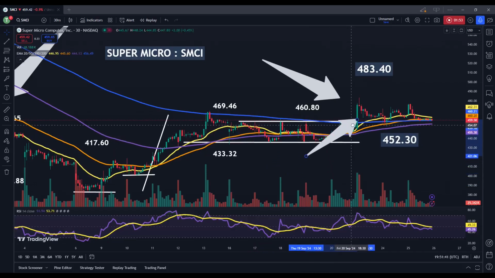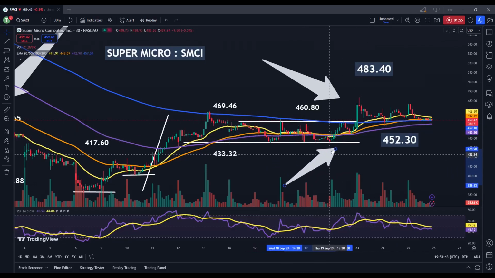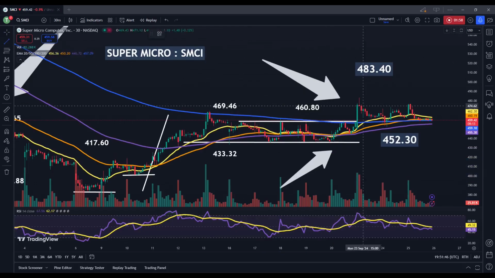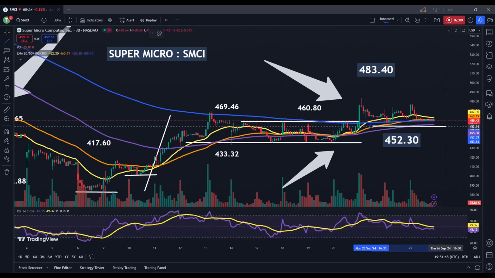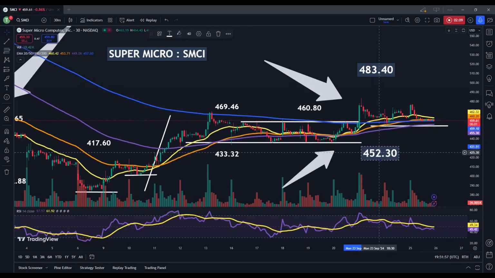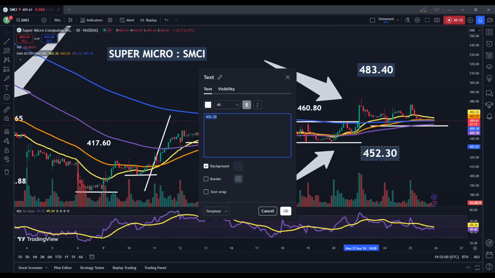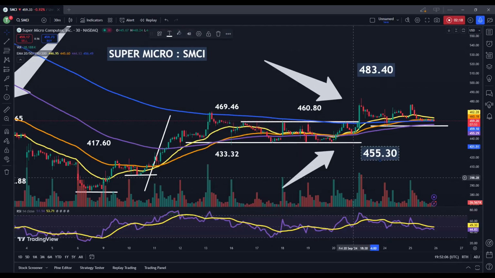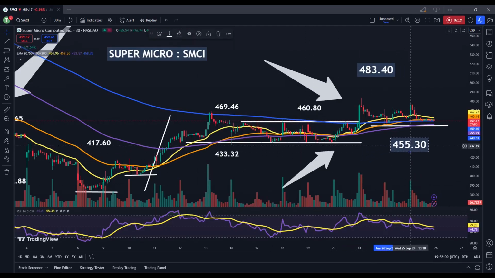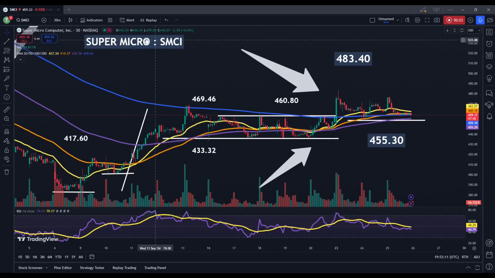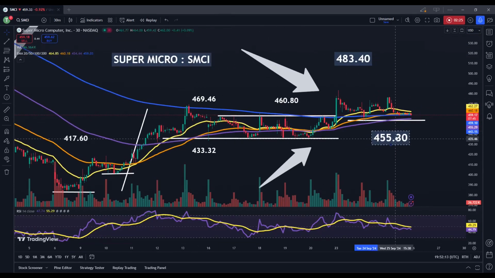And it does start to look like we're seeing another one of those trading ranges start to develop. Currently we're looking at a downside support zone that has formed right around 455.30. We're just going to update this price zone because we have started to move higher by about $3. So to the downside, we're looking at a range support zone coming in at right around 455.30.